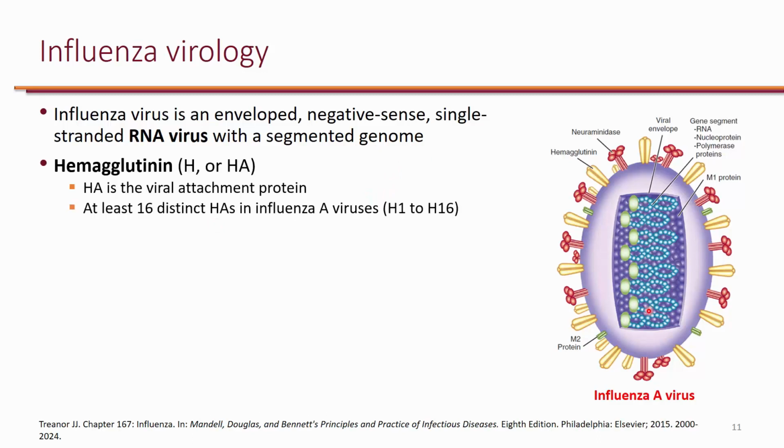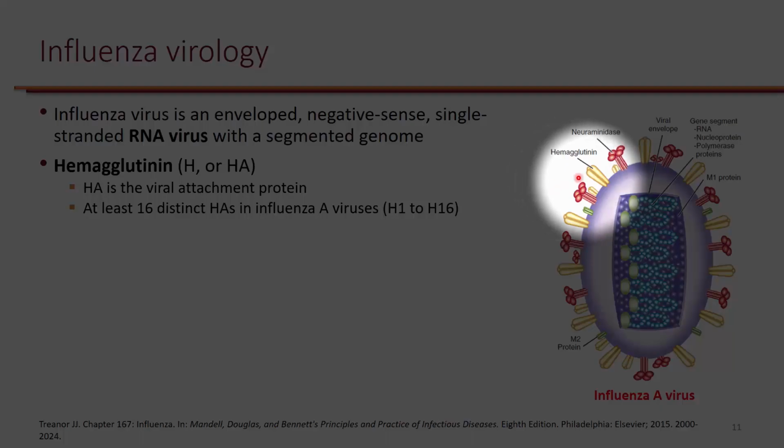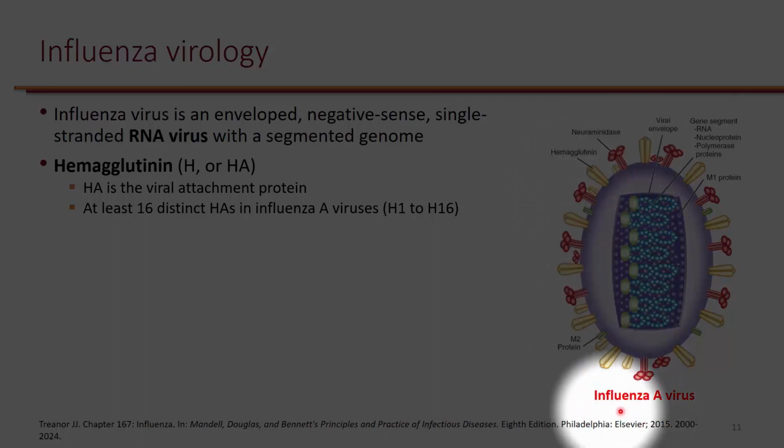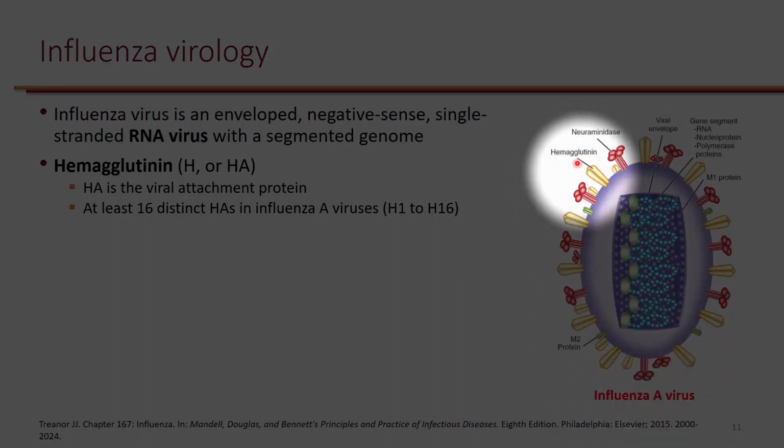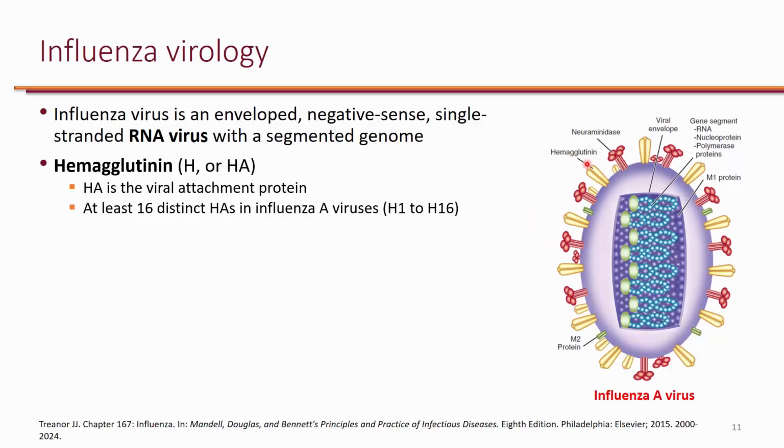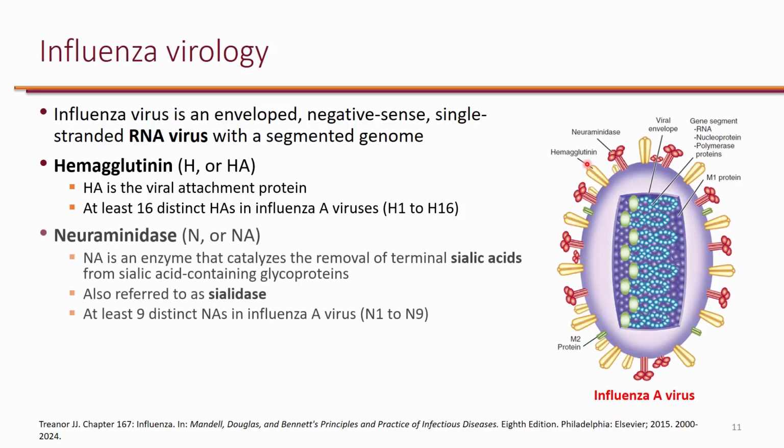virus. Hemagglutinin, abbreviated H or HA, is a viral attachment protein, which you can see. So in this picture, I'm showing you influenza A specifically, and this is hemagglutinin. And there are at least 16 distinct hemagglutinins in influenza A. There's also neuraminidase, which is abbreviated N or NA. And neuraminidase is an enzyme that catalyzes the removal of terminal sialic acid from sialic acid containing glycoprotein. And I will explain what this actually means when I show you the life cycle of the virus.